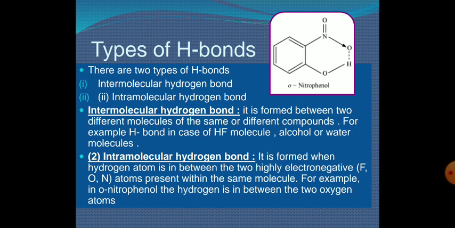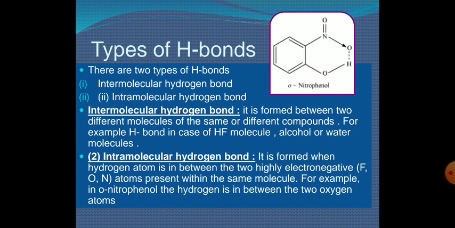Now there are different types of hydrogen bonds: intermolecular hydrogen bond and intramolecular hydrogen bond. Intermolecular hydrogen bond we are going to discuss first. It is formed between two different molecules of the same or different compounds, for example the hydrogen bond in HF molecules, alcohol or water molecules, etc. Students should note the difference between these two: intermolecular means the hydrogen bond is formed between molecules of the same or different compounds.